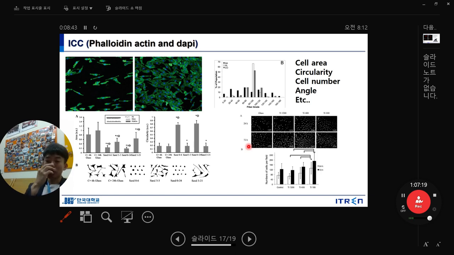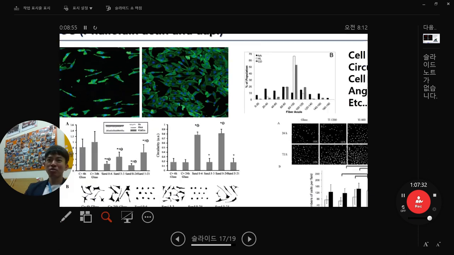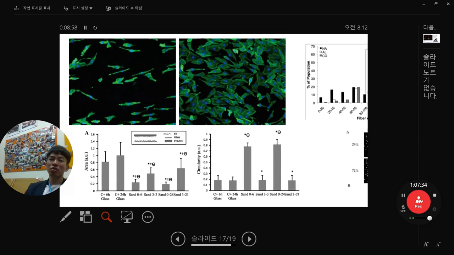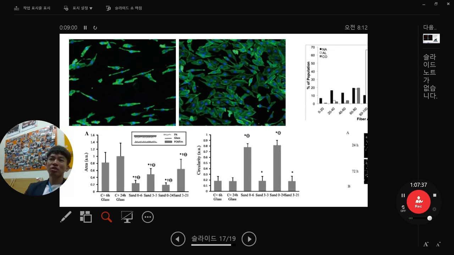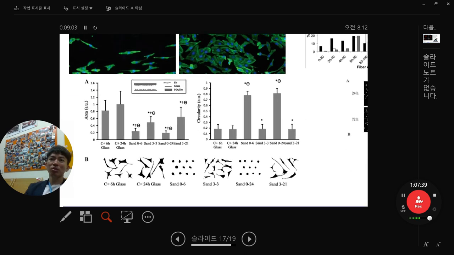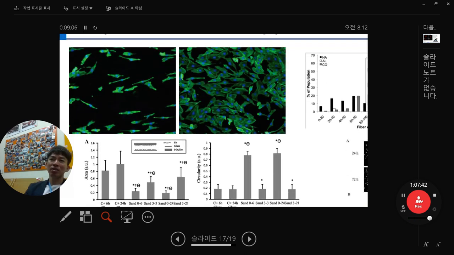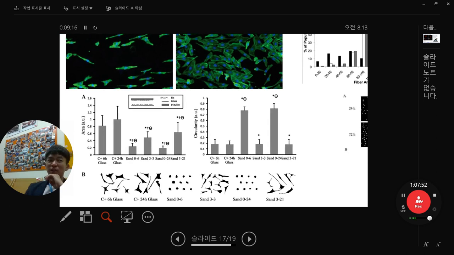Okay, I'm going to show you two more PPT. So ICC: if you have cells on the material, the basic thing is ICC, apoptotic actin. And then through these images, how do you do it? You can calculate the area and circularity. What is the meaning of the area? How each cell is spread out. So more area, you can quantify by ImageJ.